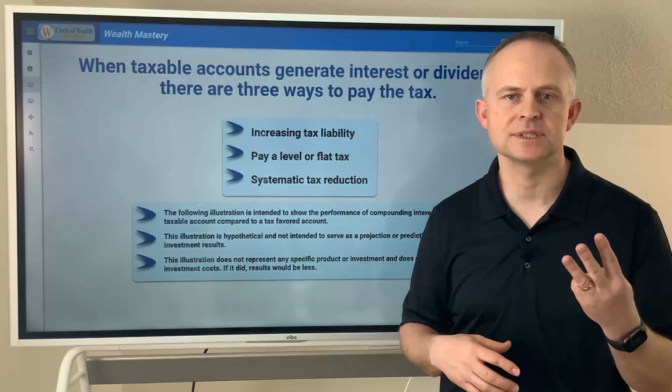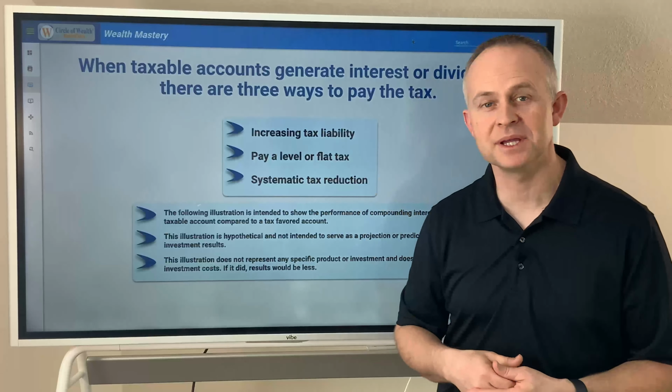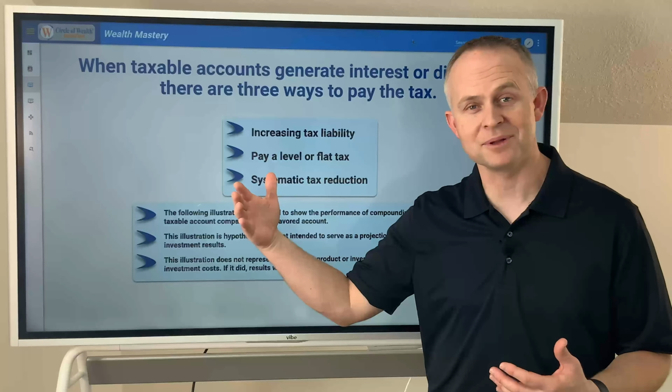Well, there's three options. The first option is to do nothing. That's what we would call an increased tax liability. In other words, you're compounding the problem. So if you leave money inside of a taxable account, and it grows, so do the taxes and the opportunity cost and everything else. We've looked at that in previous lessons.